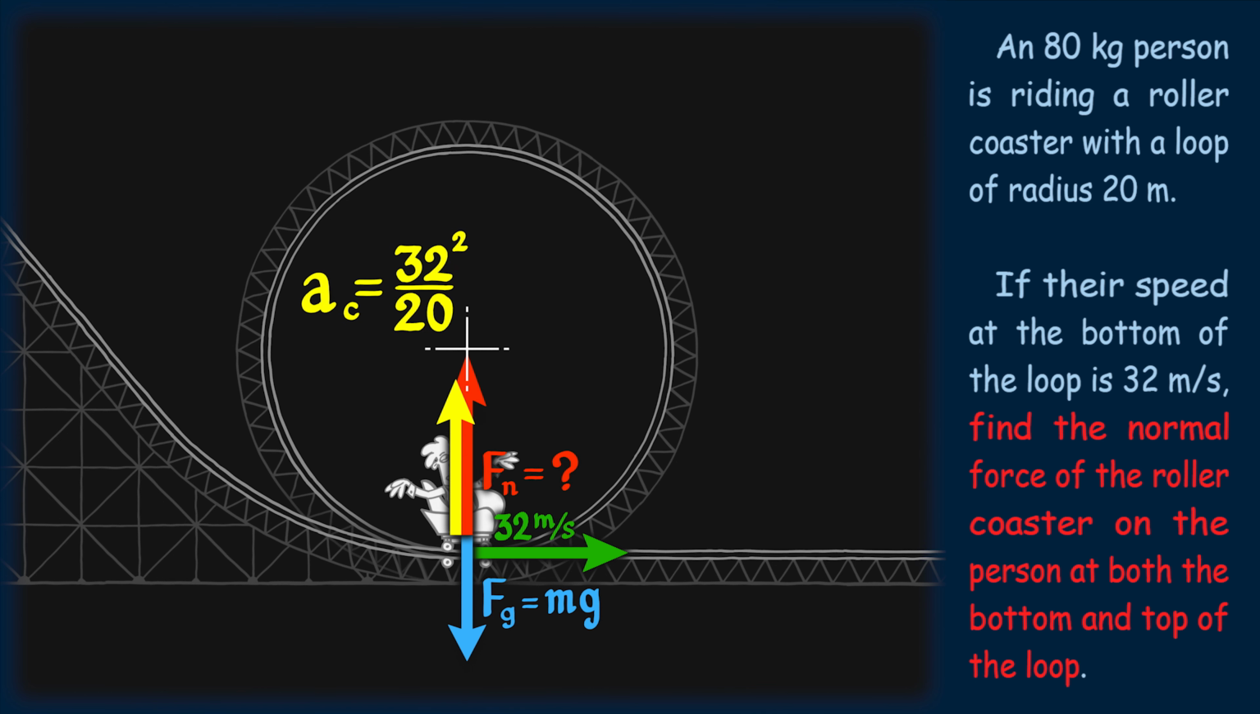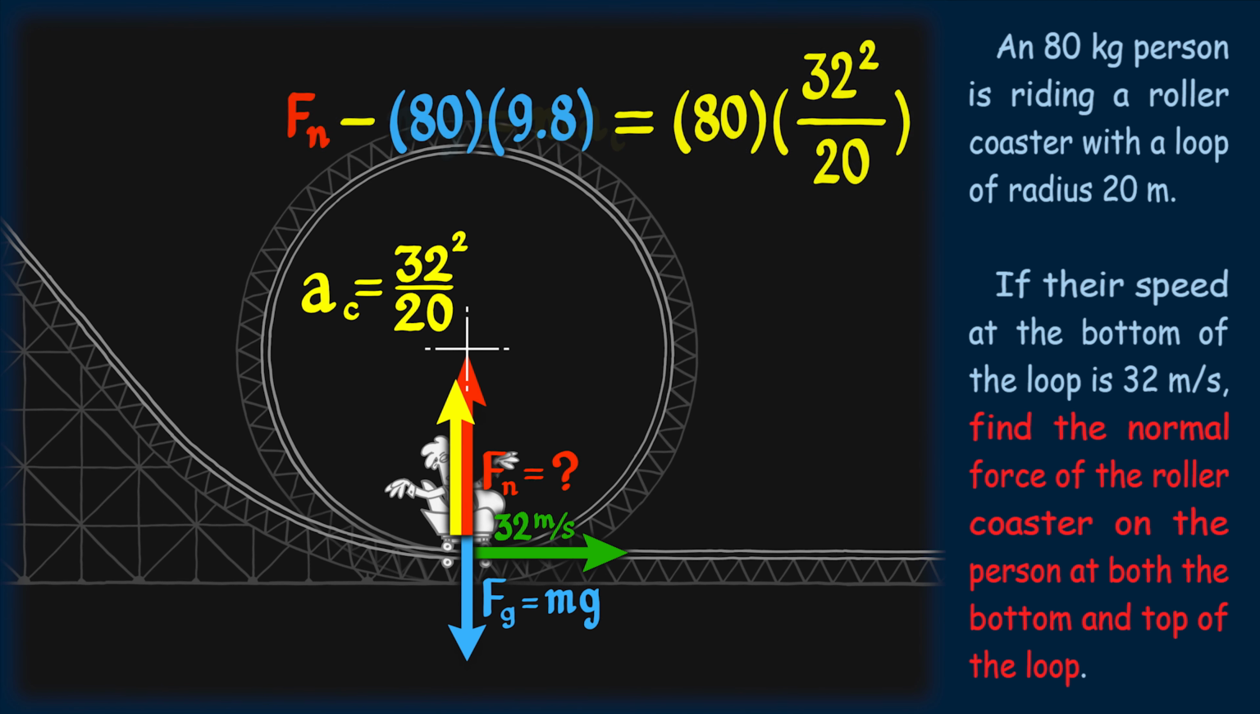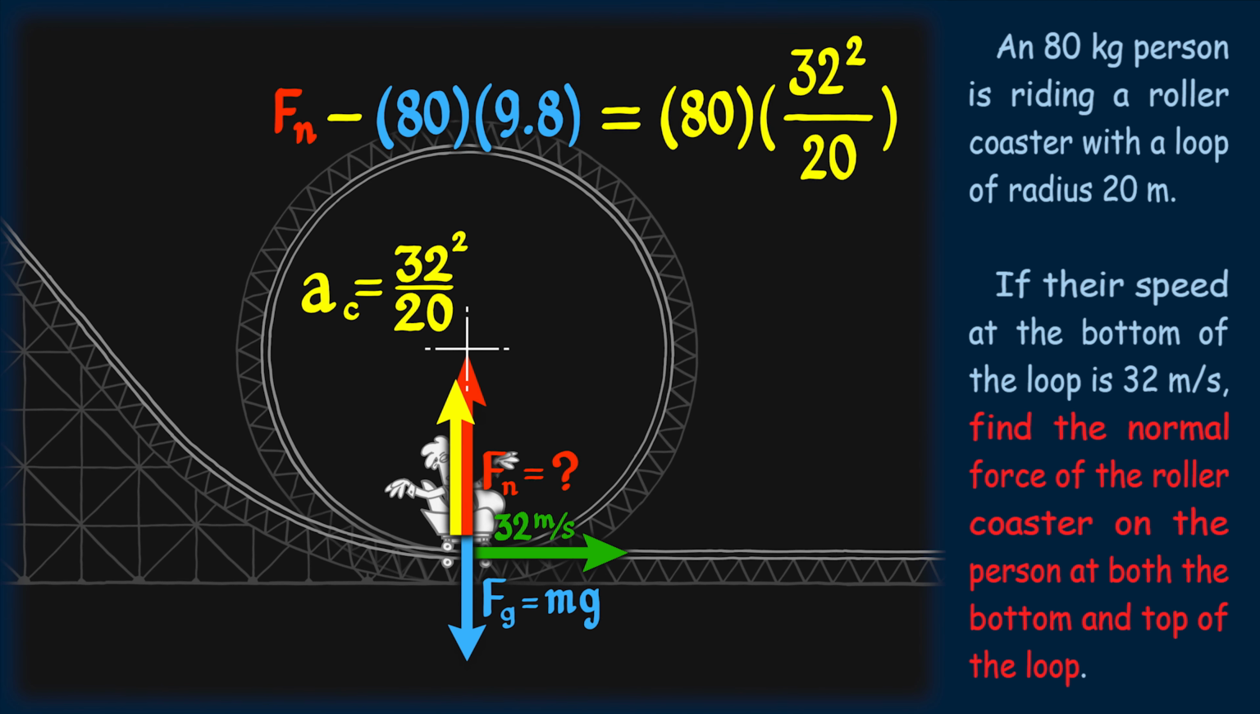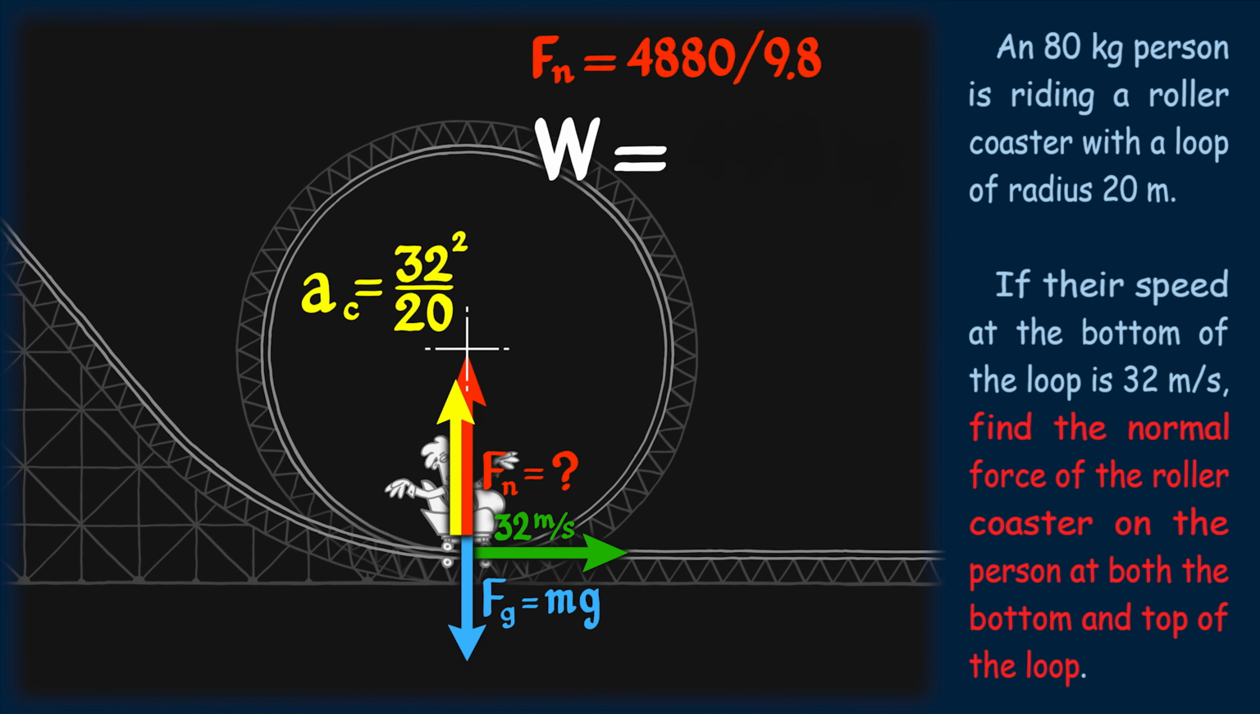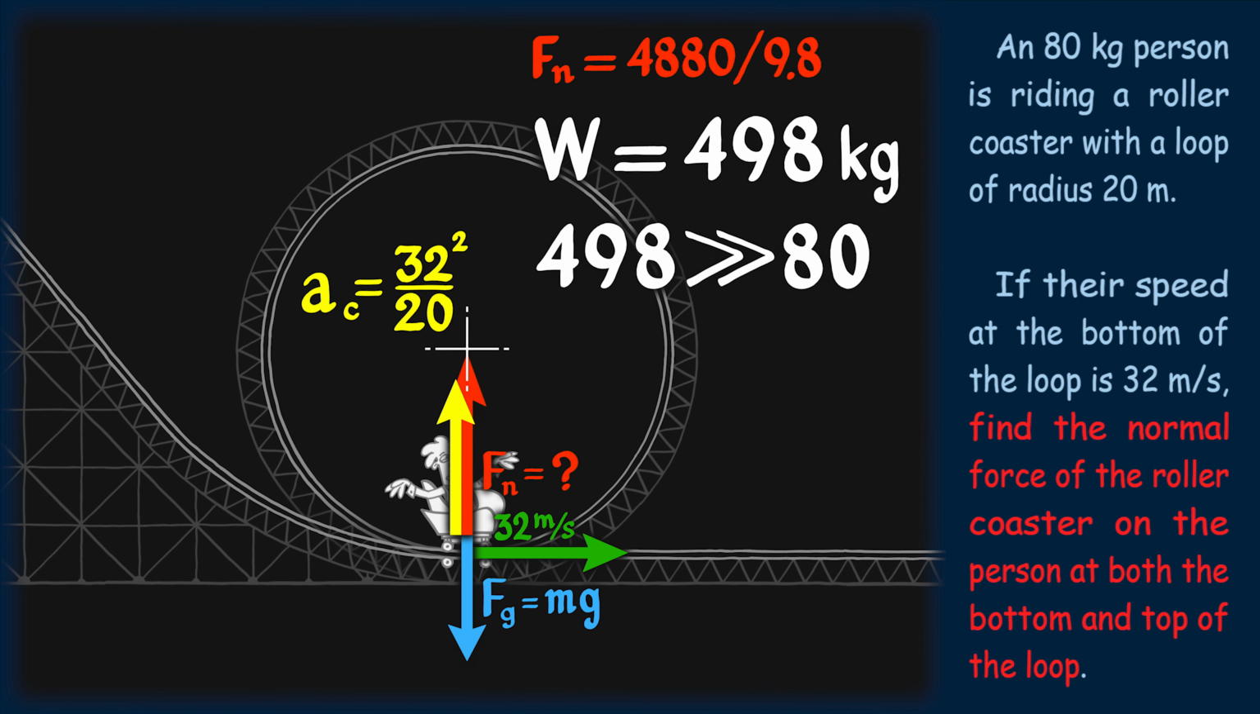Now all we have to do is write out our sum of the forces as equal to the mass times acceleration, plug in the numbers, and after doing a little algebra, we will get the normal force is equal to 4,880 newtons. If we then divide this normal force by 9.8, this gives us an apparent weight of 498 kilograms, which is much heavier than our original 80 kilograms.